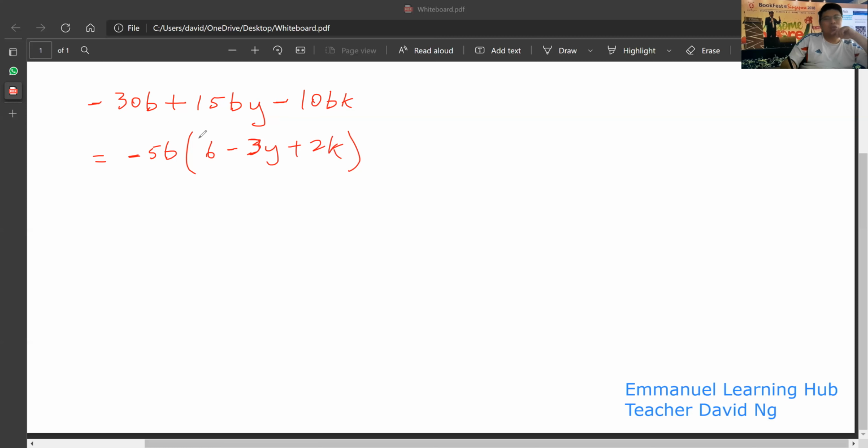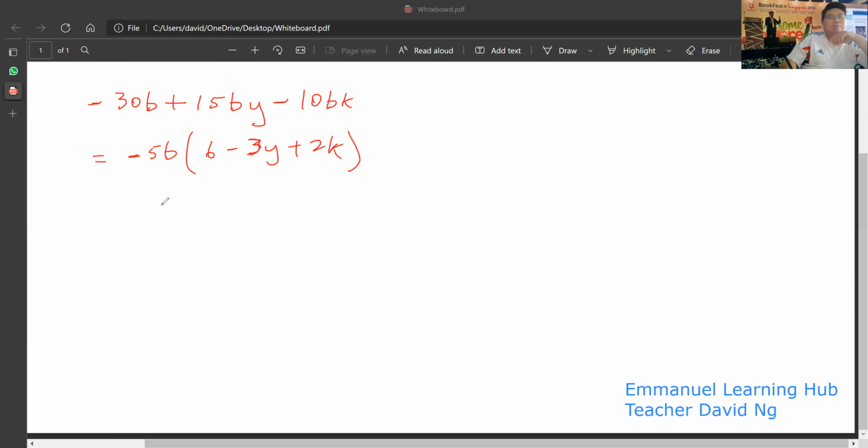I think easy. You take out B, right? Left with K, what? 10 divided by 5 is 2. Negative sign, right? I did take out my negative sign, what? So must be positive. Understand?